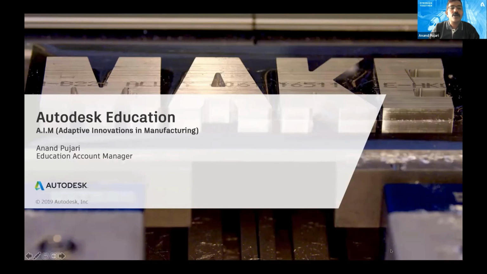So I'm an education account manager with Autodesk. I think a couple of you might know me. I'm with Autodesk for the last 18 plus years, working with different departments. Now in education, for close to 3 years, I am helping the student community understand what is required by the industry so that they upskill themselves and be ready for the industry.